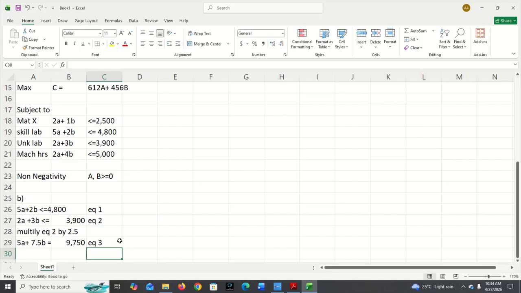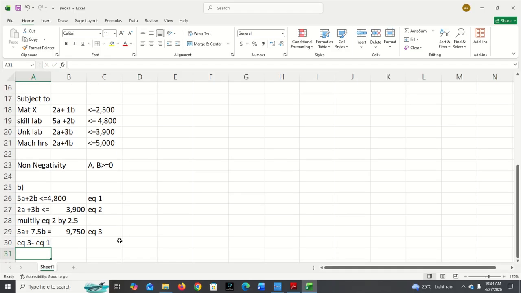The next step to solve is very simple. We now deduct equation 1 from equation 3. So we have equation 3 minus equation 1. 5a minus 5a gives us 0, because they negate each other. Then 7.5b minus 2b, sorry, gives us 5.5b, equals 9,750 minus 4,800, which gives us 4,950. Alright, so let's solve.